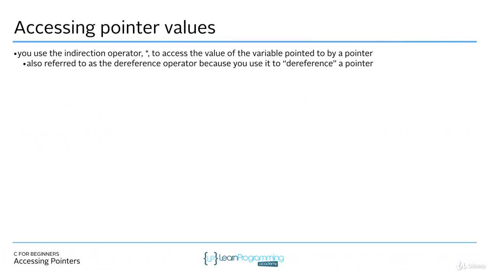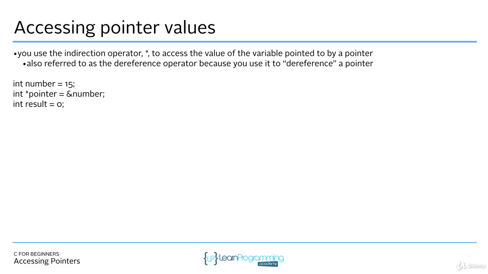So you can access the value of an address that a pointer is pointing to using the indirection operator. The indirection operator is the asterisk. We learned how to use the asterisk to declare a pointer. We're also going to use the asterisk to find the value that a pointer is pointing to. So it's also referred to as the dereference operator, because you use it to dereference a pointer.